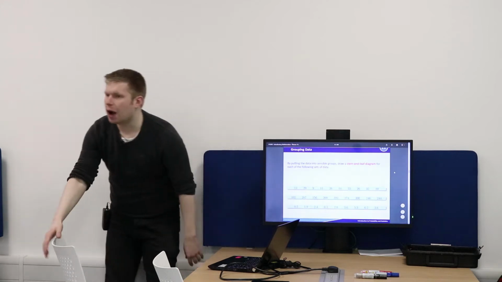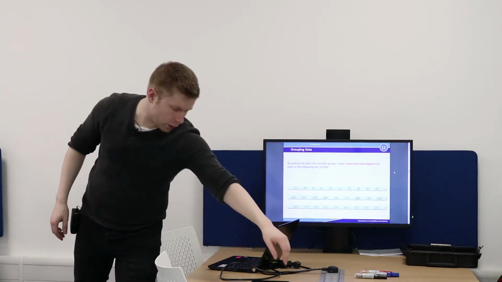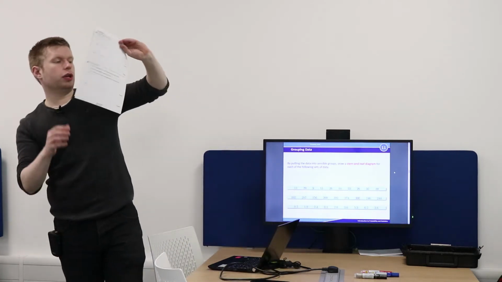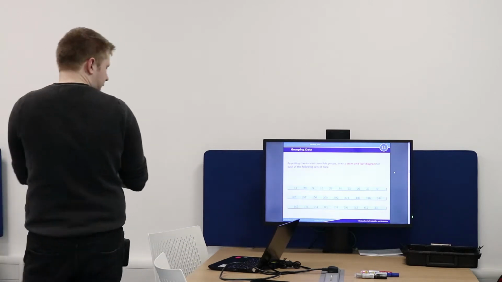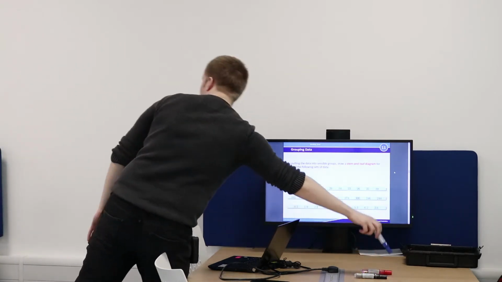Let's first of all think about how we can represent data. So you can see the next question there. Question 97. I want you to think about each of these different data sets, and put them into sensible groups. Now, has everybody seen a stem and leaf diagram before? Yep. Yeah? So in other words, you group things together.